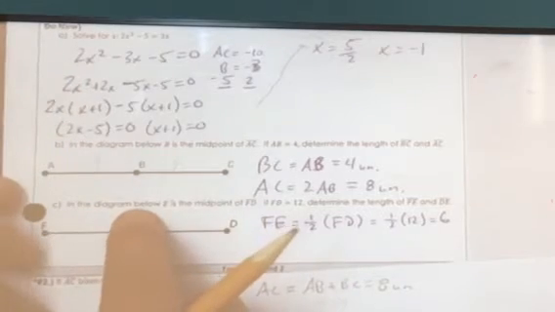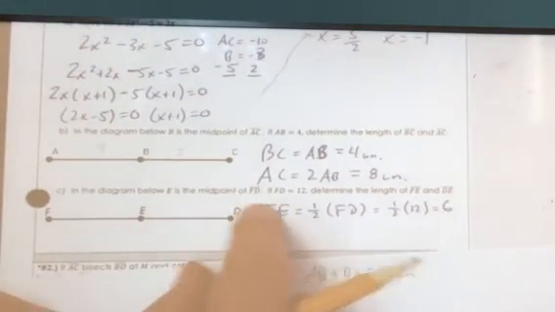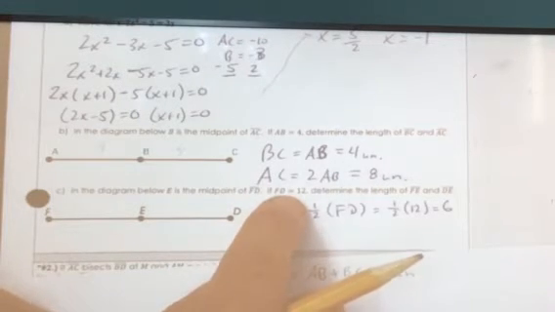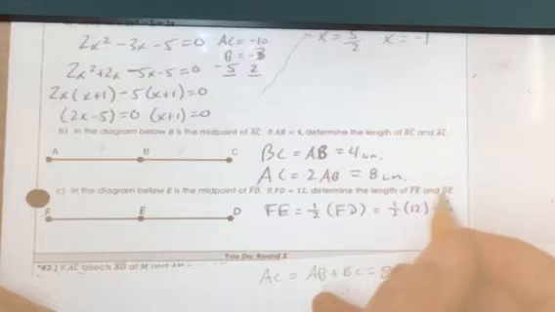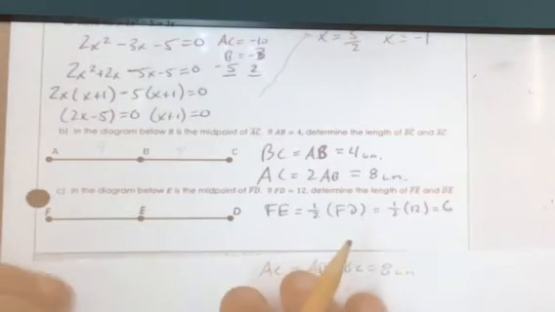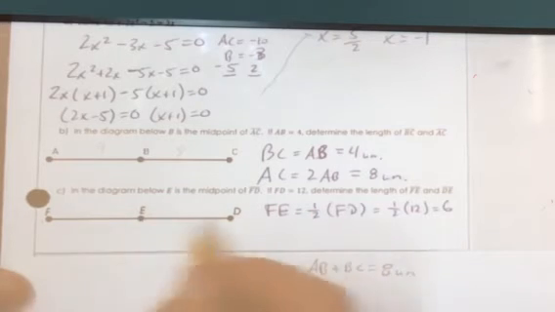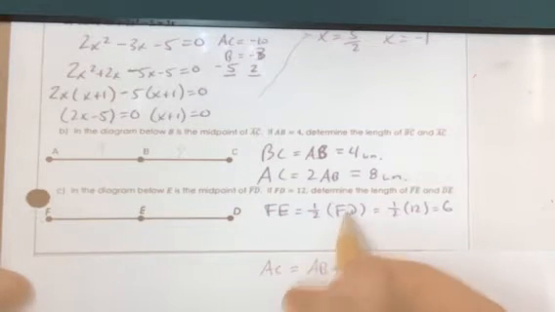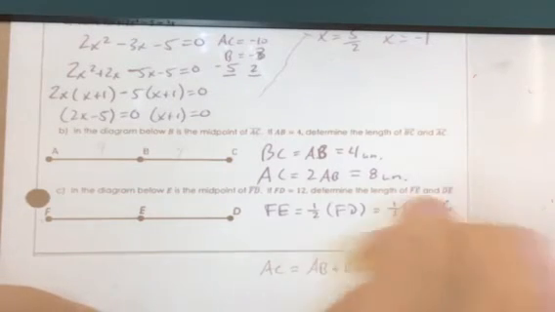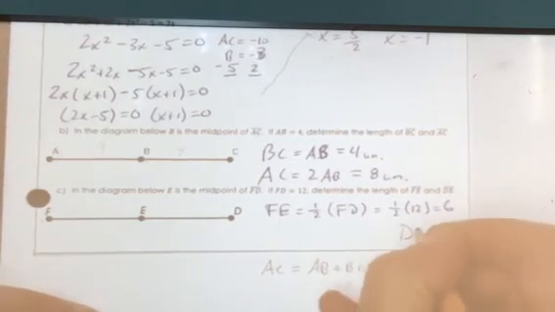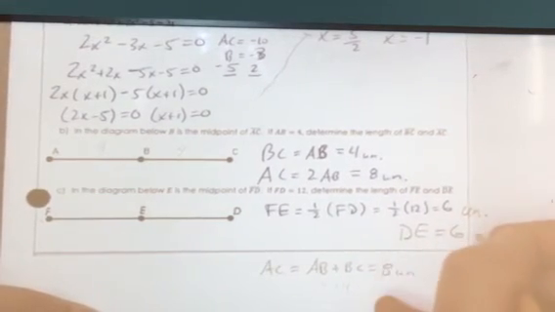In the diagram below, E is the midpoint of FD. If FD, the entire amount, equals 12, determine the length of FE and DE. So FE equals 1/2 of FD. So 1/2 times 12 equals 6. And DE also equals 6 units. That's the do now.